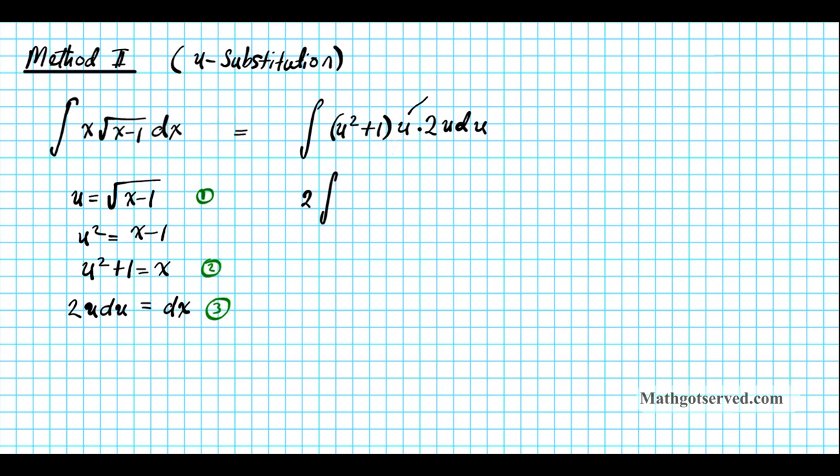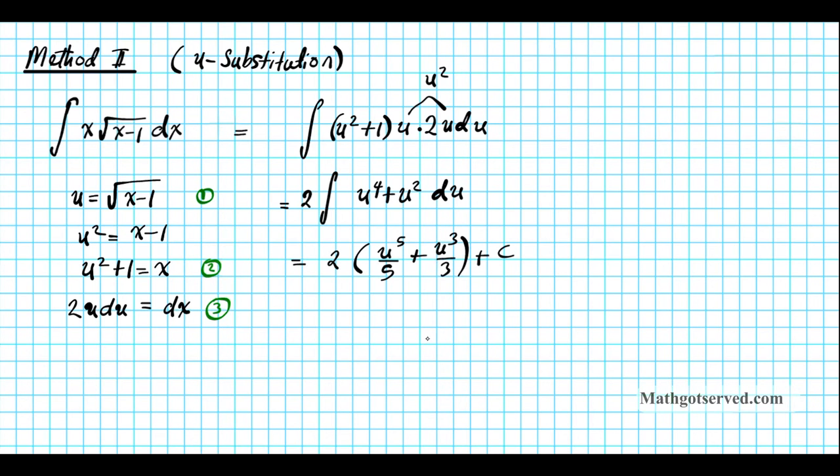So this u times this u together is u squared, and if I distribute it to this, I'll have u to the 4th plus u squared. Okay, so that du. So we can see how easy this is compared to the other method. Now what I'm going to do is evaluate this integral using the power rule. So this is now going to become 2 times, if you integrate this using the power rule, u to the 5th over 5, plus, integrating this with the power rule, u to the 3rd over 3, plus c.